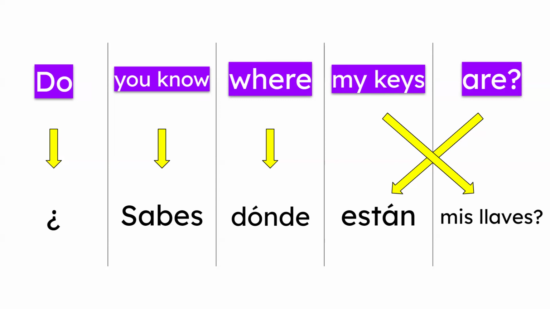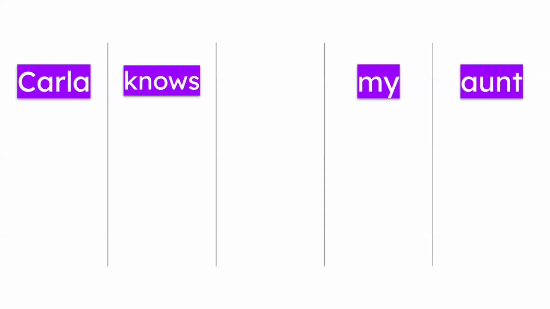Excelente, excelente. Next. Carla knows my aunt. Carla knows very well my aunt. Okay, here 10 seconds again. 3, 2, 1. Time up. Carla knows my aunt.